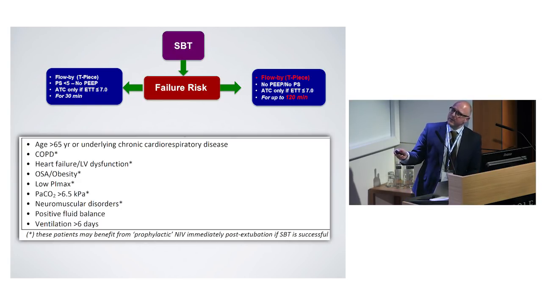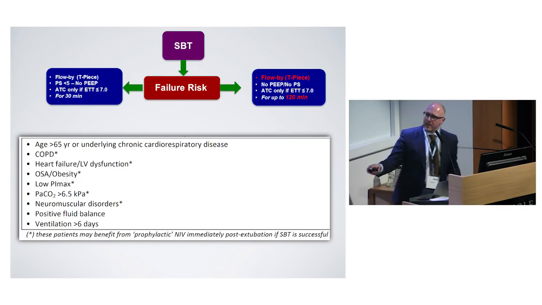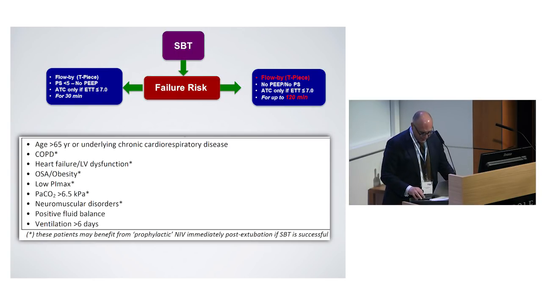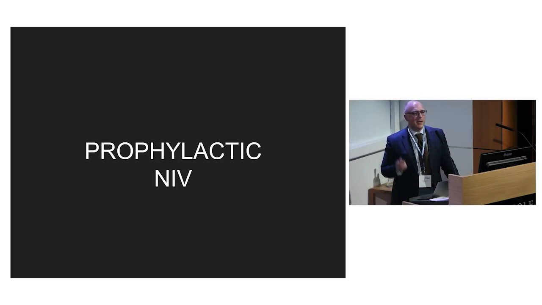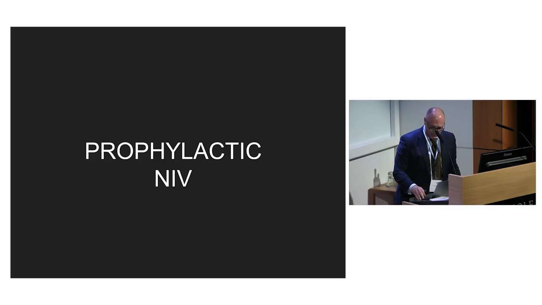Now, going back to the failure risk, I think you would agree that these are patients who have got higher risk of failure. So elderly, COPD, chronic comorbidities, obesity, neuromuscular disorder, particularly patients who've been ventilated for a long time or the fluid balance is positive. So these are patients where prophylactic non-invasive ventilation might be effective. And by prophylactic, I mean extubate straight onto non-invasive ventilation.